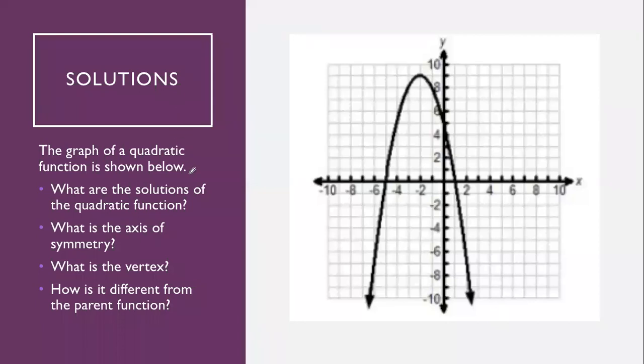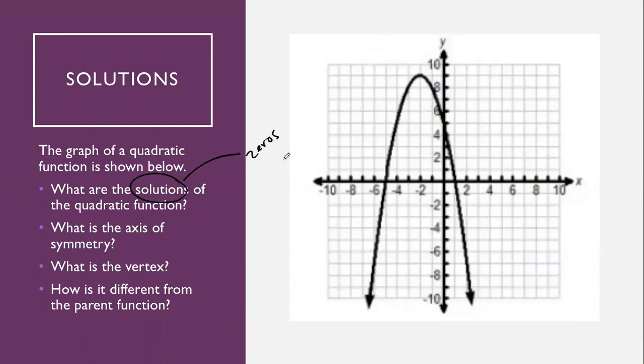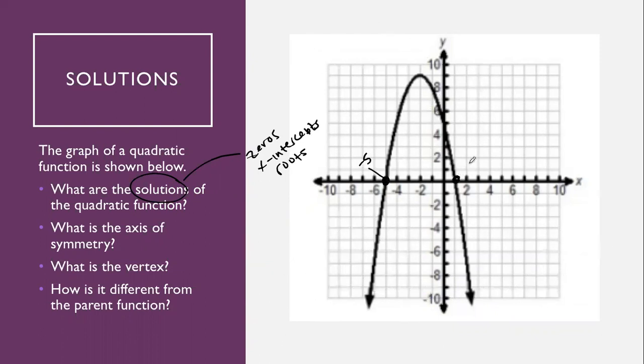Let's just make sure we know vocabulary. It says, what are the solutions to the quadratic function? What does solutions mean? Zeros. What does zeros mean? X-intercepts. What's another word for all that? Roots. Beautiful. You need to know that it could be said any of these 4 different ways. So looking at this parabola, I have an x-intercept at -5, and I have an x-intercept at +1.